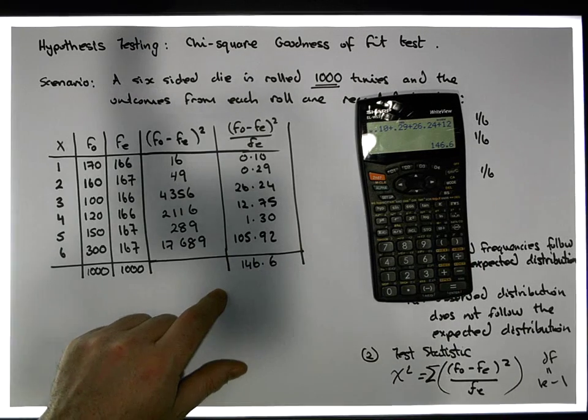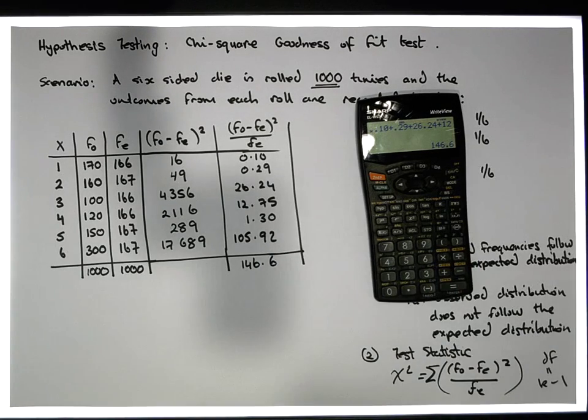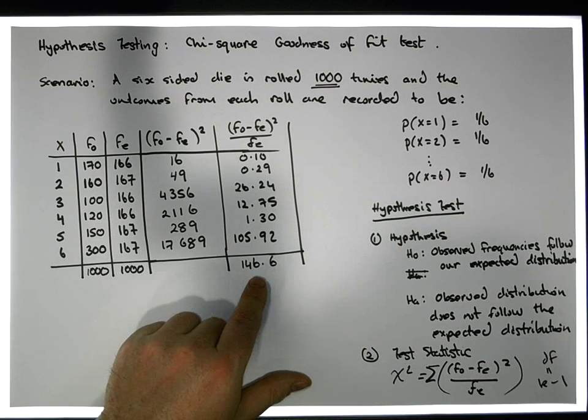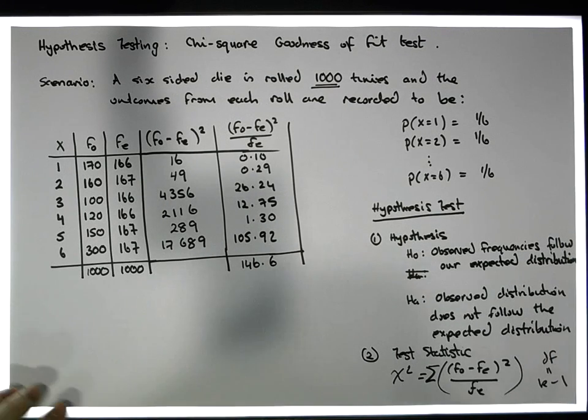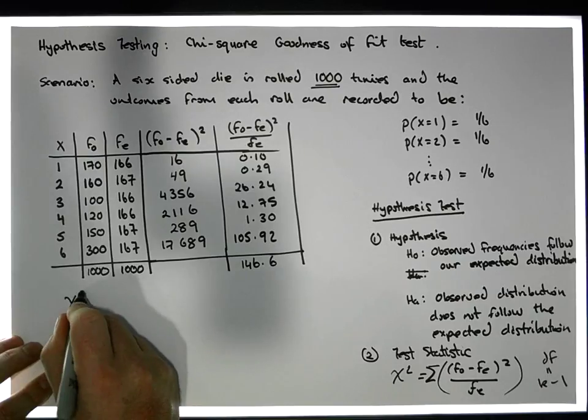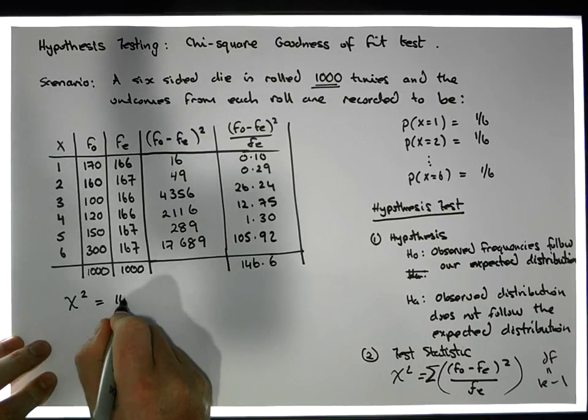146.6. Now that's a very large test statistic that we have here. So in other words, what we have here is that our chi-squared test statistic is 146.6.